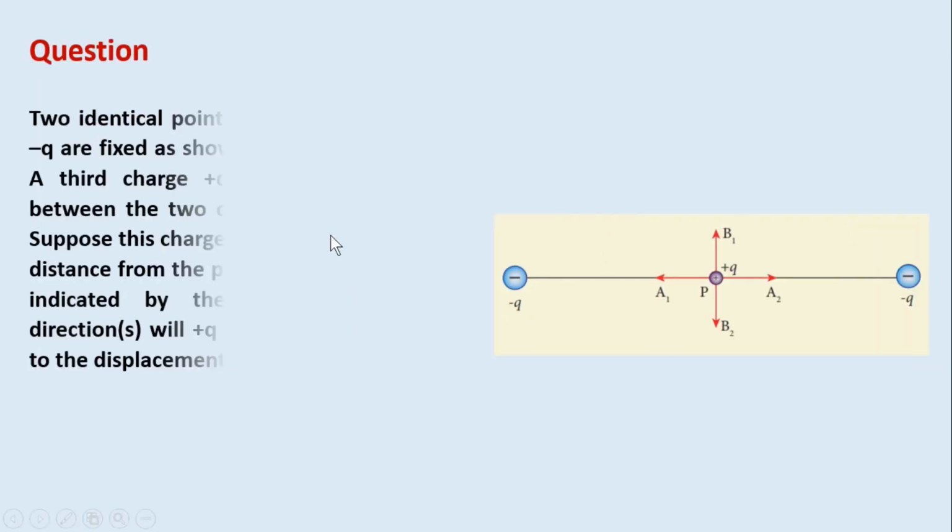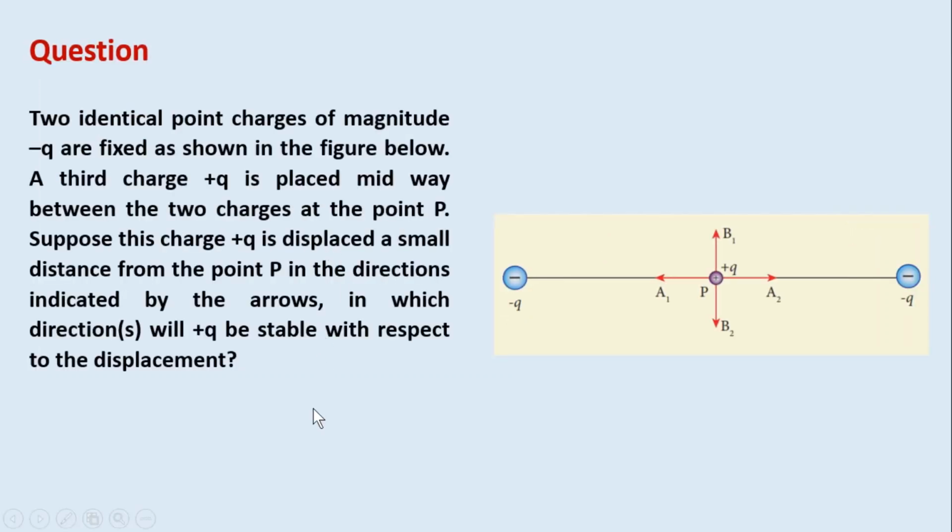Let us read the question now. Two identical point charges of magnitude minus q are fixed as shown in the figure below. A third charge plus q is placed midway between the two charges at the point P. Suppose this charge plus q is displaced a small distance from the point P in the directions indicated by the arrows. In which directions will plus q be stable with respect to the displacement?